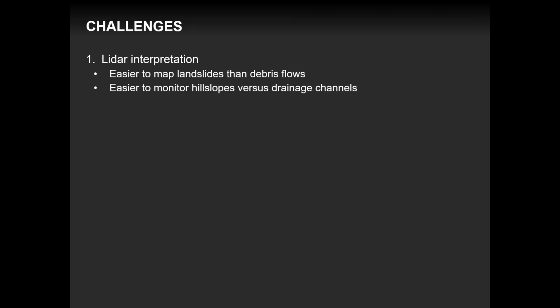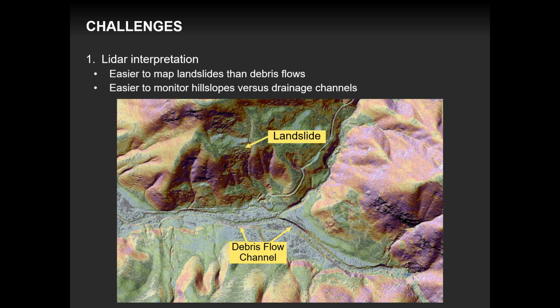And so there are a few challenges with this. We start off with LiDAR data, and in North Carolina, thankfully, we're very lucky to have sub-meter LiDAR data now, but the initial landslide program in North Carolina was conducted with the 6-meter legacy data that probably most of you are familiar with. So some of the challenges: it's easier to map a landslide versus a debris flow. Looking at that in a different way, it's easier to look at a hill slope versus a drainage channel, which is where debris flows typically occur.